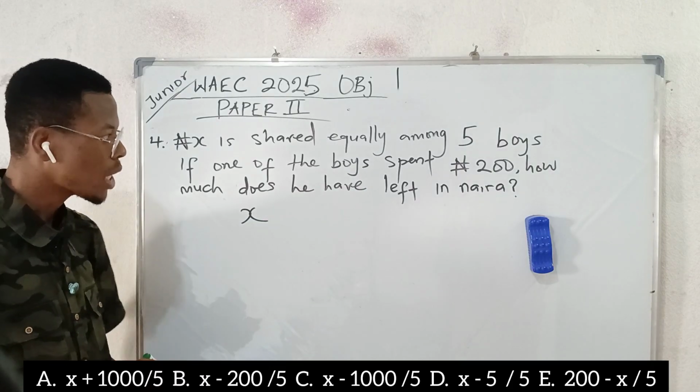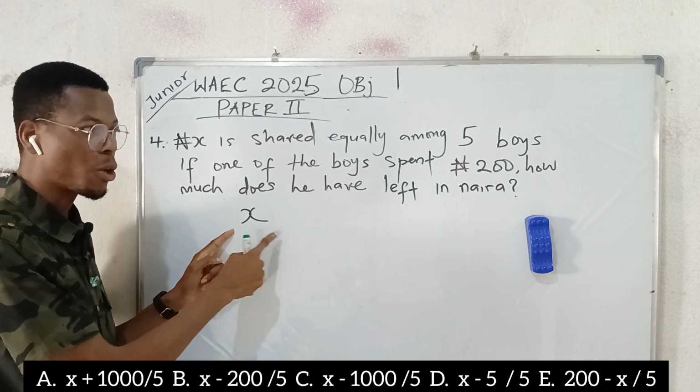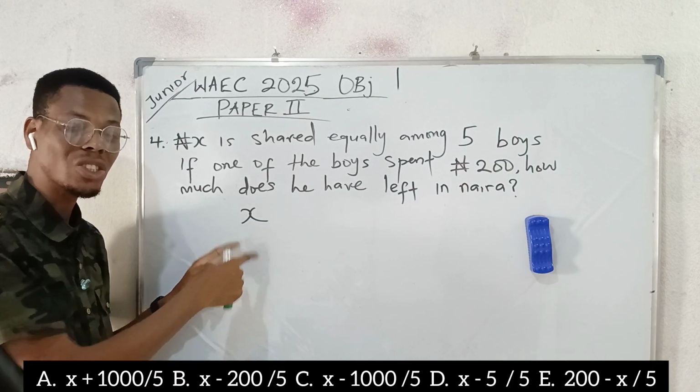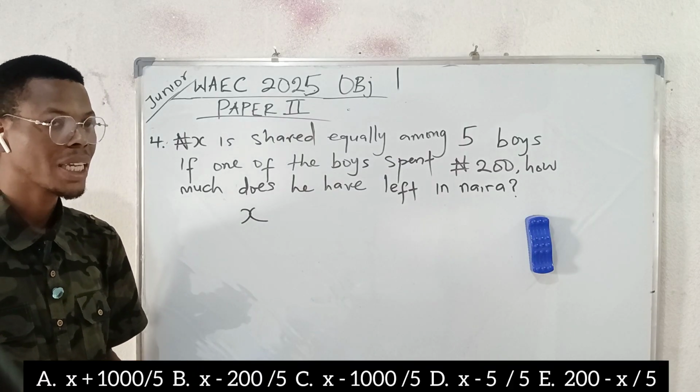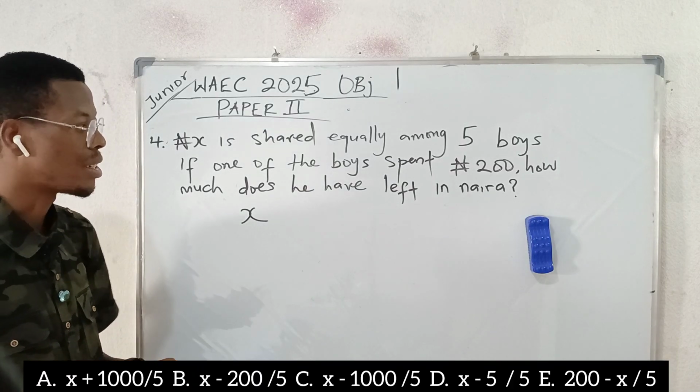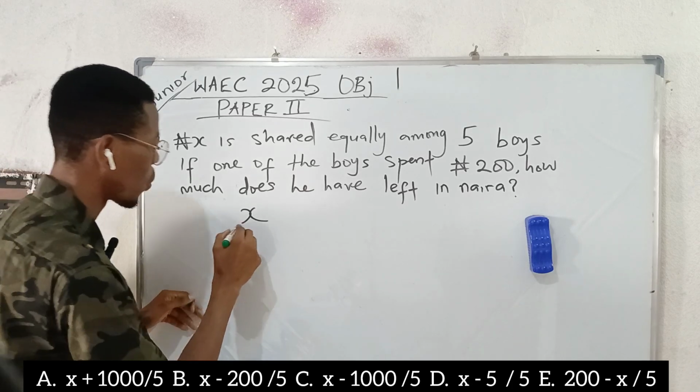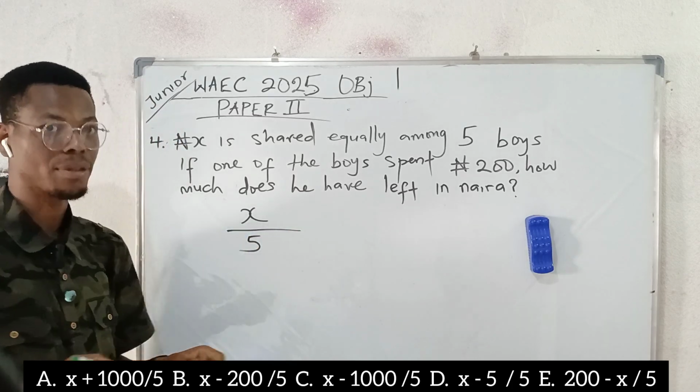So that means for us to get the amount that is shared among 5 boys, we have to divide x by what? 5. We have to divide it by the number of boys. And how many are there? There are 5 boys here. So we have to divide x by 5.